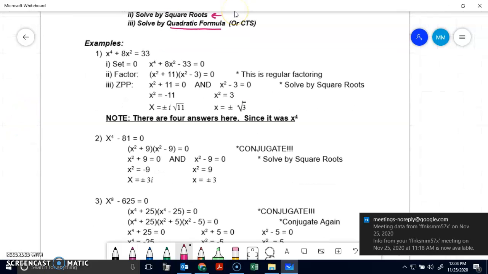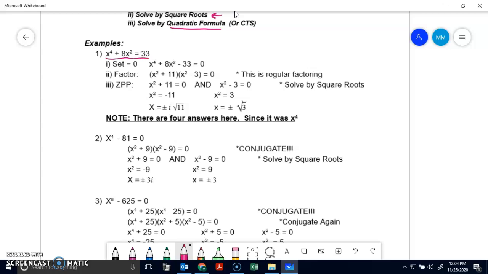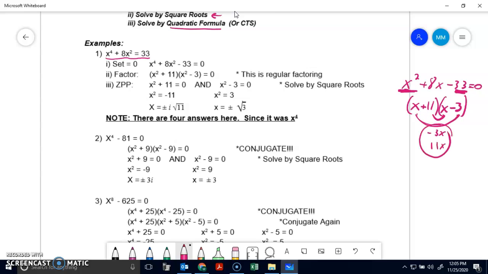So I take something like x to the fourth plus 8x squared equals 33. Now if I were to show you this equation, and we'll set it equal to 0 now too, earlier this year or in Algebra 1, you would say this factors by taking x squared breaks up into x times x makes x squared. Factors of 33 are 11 and 3 that multiply to make 33. And if I check my outer and my inner, plus and minus here, the outside would give me negative 3x, the inside would give me 11x, and those two add up to 8. 11 minus 3 is 8.